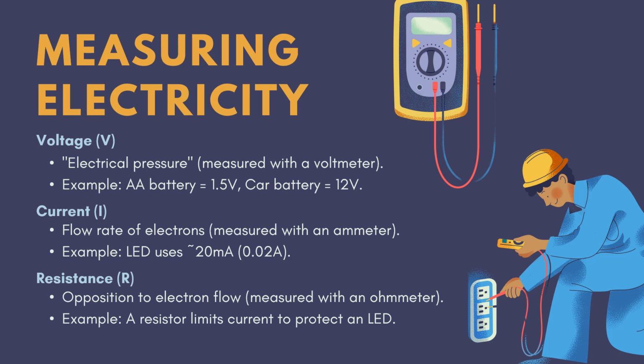How do we measure electricity? To measure voltage, we use a voltmeter. Voltage is the electrical pressure. To measure current, we use an ammeter. Current is the flow rate of electrons. To measure resistance, we use an ohmmeter. Resistance is the opposition of electric flow.